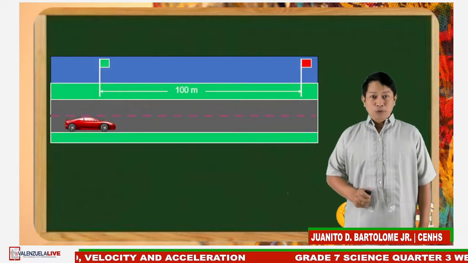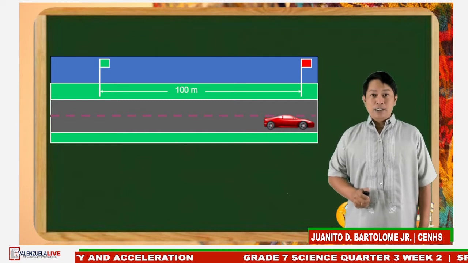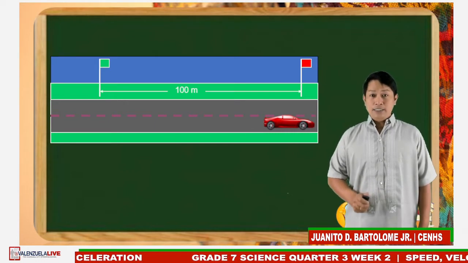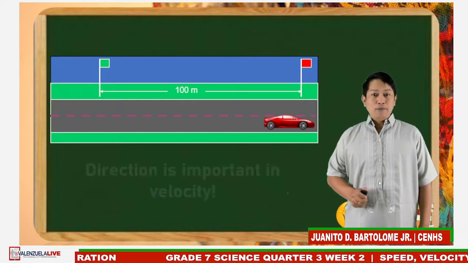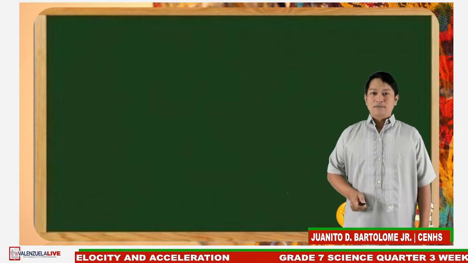Look at the motion of a moving car. It is moving in a straight path and constant speed. It only means that the velocity of the car is constant. Remember, the direction is important in velocity.